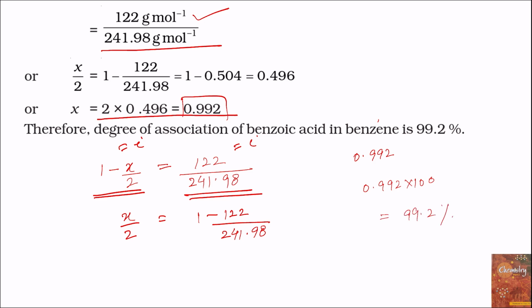99.2%. Degree of association of benzoic acid in benzene is 0.992, means out of 1 benzoic acid associated is 0.992. So out of 100, the number of molecules of benzoic acid that undergo association is equal to 0.992 by 1 multiplied by 100, that is 99.2%.